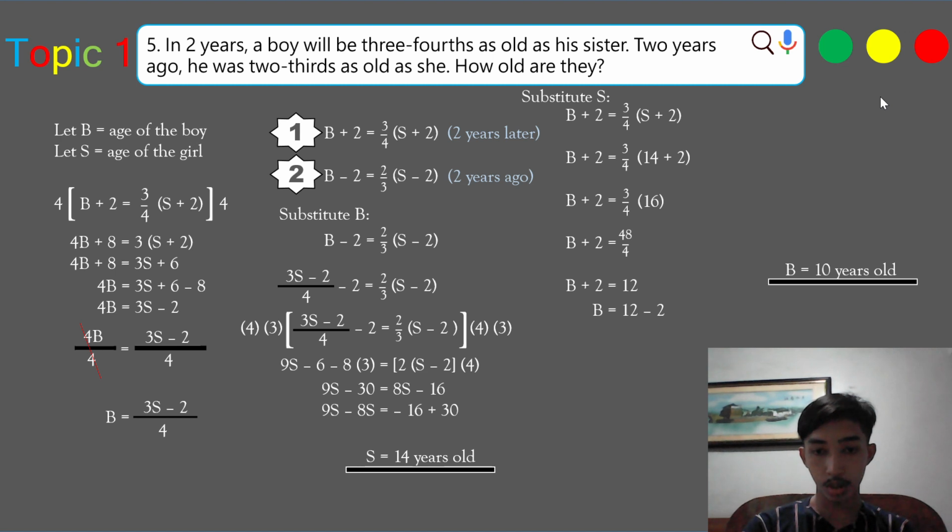Then we transpose the 2, and the sign will be changed. So we have B is equal to 12 minus 2, and the answer is B is equal to 10 years old, because 12 minus 2 is equal to 10. So B is equal to 10 years old. So that is our final answer.